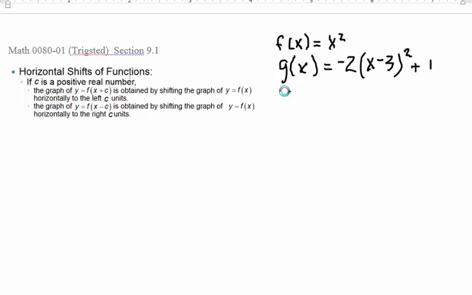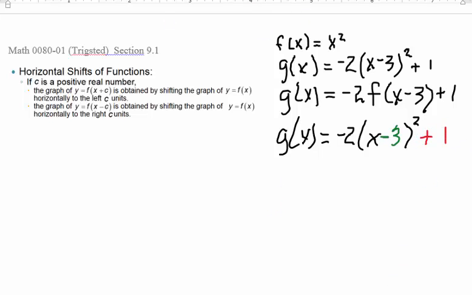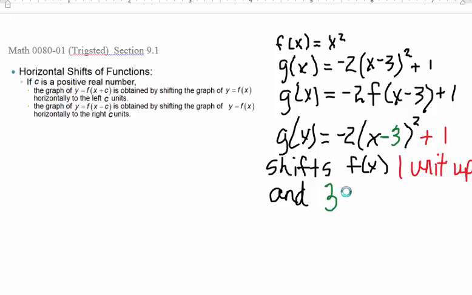Now let's look at the role the -3 plays. We could, again, think of this as g of x equals -2 times f of x minus 3 plus 1. If c is a positive number, and I change my input from x to x minus c, that's a shift c units to the right. If I change my input from x to x plus c, and c is positive, that's a shift c units to the left. In our case, we have a right shift by 3 units. So g of x has shifted f of x 1 unit up, 3 units right.